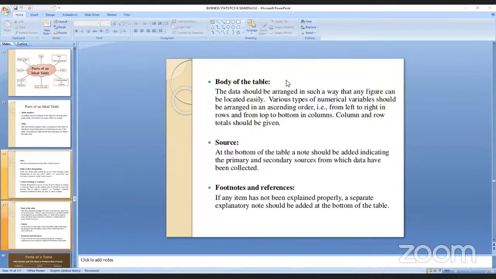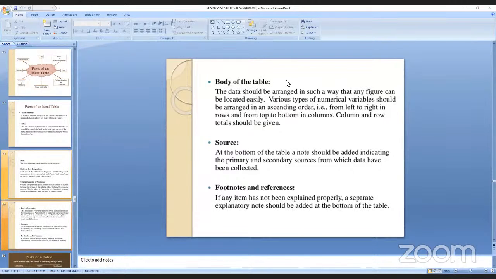Next is the body of the table. So what is the body of the table? The data which you have collected should be arranged in such a way that it can be easily located, easily written in that column, that is, in the body of the table. You have to arrange it, and it should be a numerical variable. Numerical means numbers, and should be arranged in ascending order. It should be ascending means big to small. Sorry, small to big.